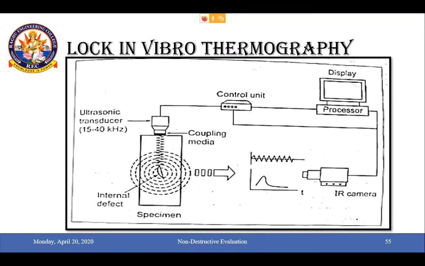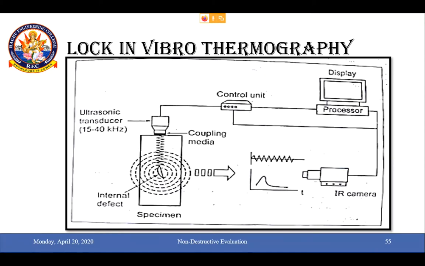So again, this is of two types. One is lock-in, second one is burst thermography. First we will study lock-in vibrothermography. There is an image here, slide number 55. There is a processor, a display, an IR camera, a control unit, and an ultrasonic transducer. There is a coupling media. Again, this relates to your unit number 2.